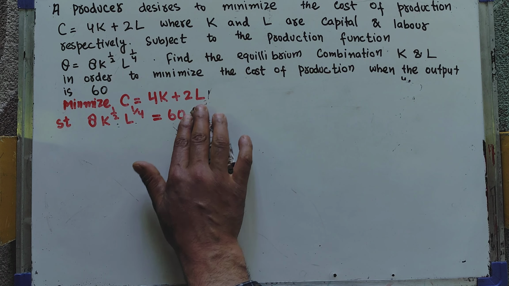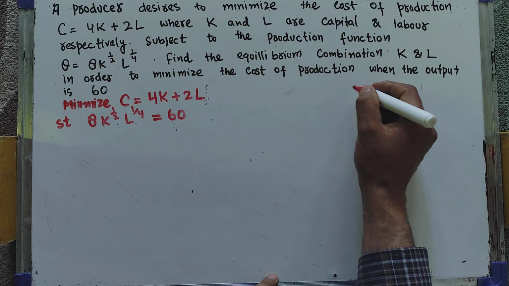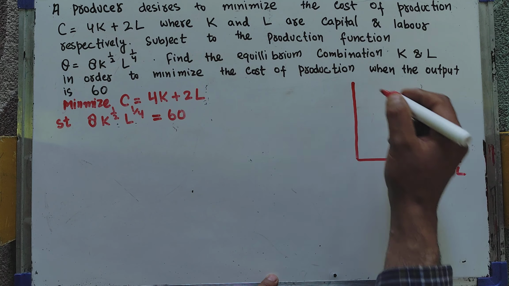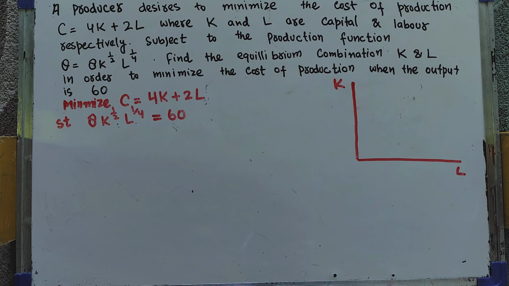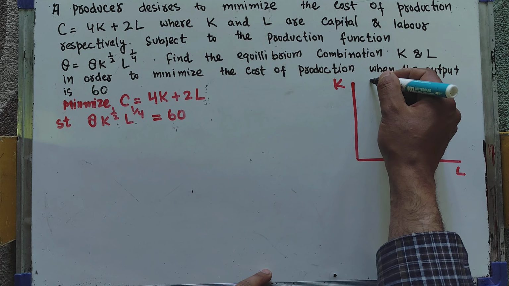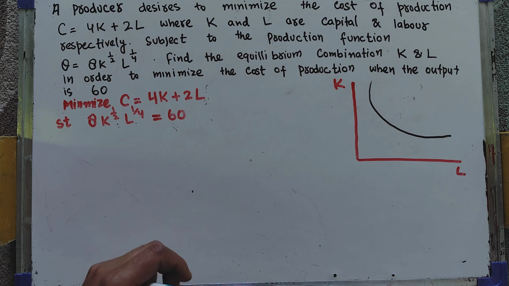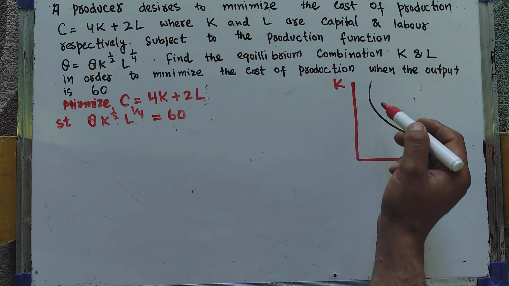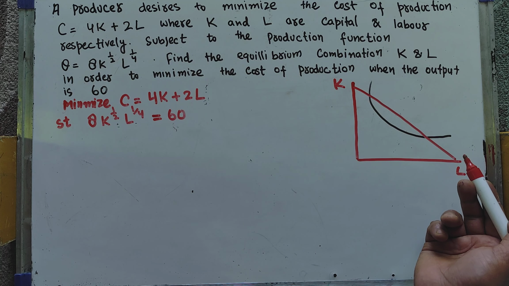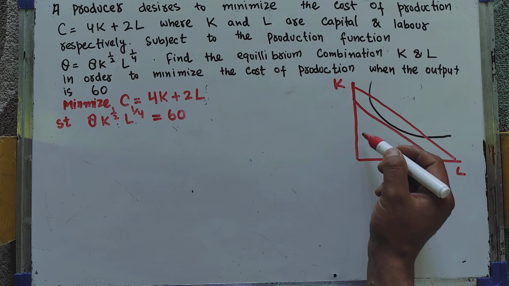So for that, let us draw the graph to make things clear. A simple graph: we have labor on the horizontal axis, units of capital on the vertical axis. We have the production constraint. Okay, so this is our isoquant. With the given isoquant we want to minimize the cost. Let us say this is our one isocost line. Another can be this one, then we have another.